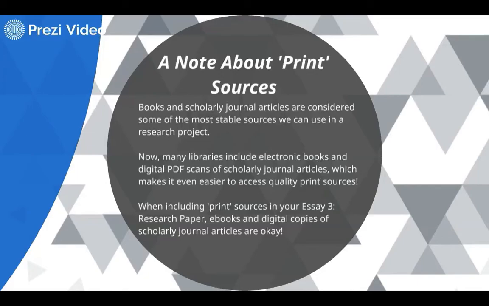A note about print sources. Books and scholarly journal articles are often considered some of the most stable sources we can use in a research project. This is because books and scholarly journal articles undergo a lengthy publication timeline during which the information included within those publications is reviewed by multiple experts in the field. Now, many libraries include electronic books and digital PDF scans of scholarly journal articles, which makes it even easier to access quality print sources. When including print sources in your SA3 research paper and annotated bibliography, ebooks and digital copies or PDFs of scholarly journal articles are okay.